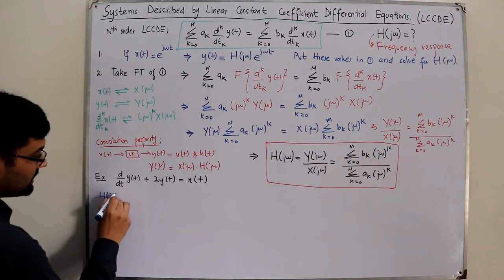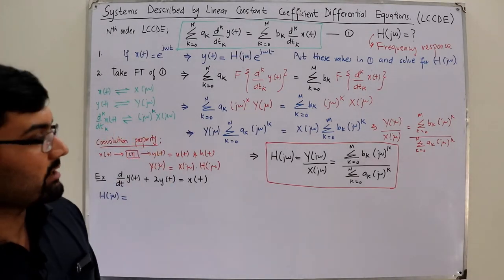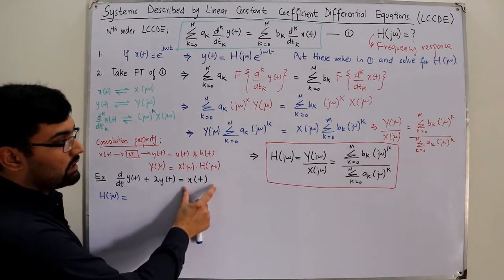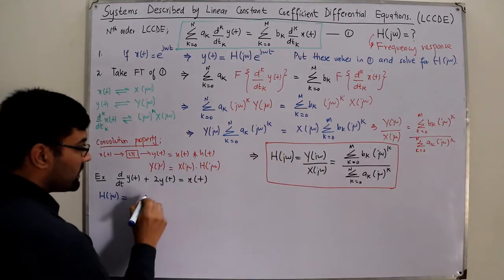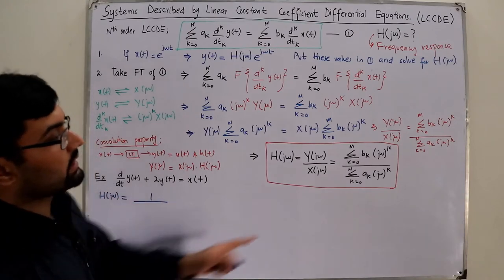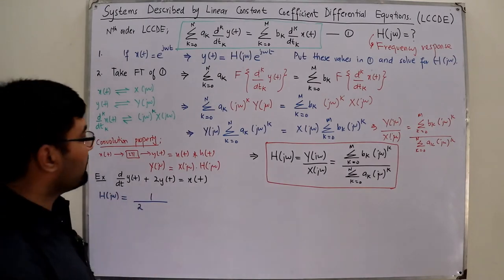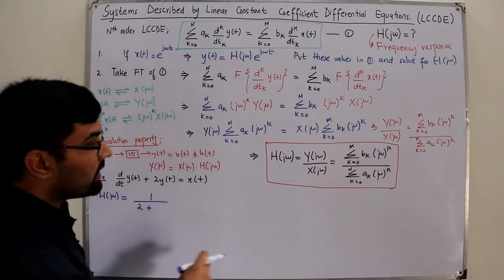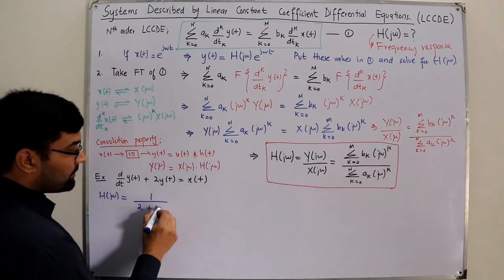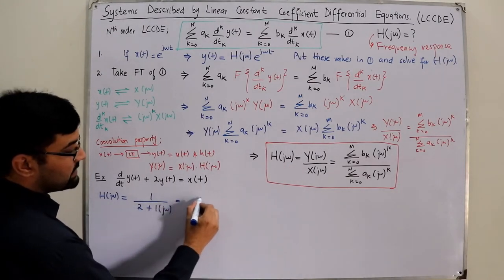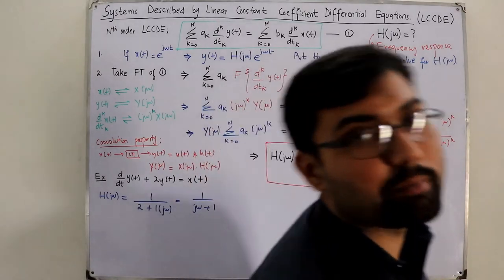So if I write h of j omega, this is equal to, have a look, first k equal to 0. K equal to 0 means no derivative. So no derivative term is this one. So for k equal to 0, bk is 1. J omega to the power 0 is 1. So only 1 over here divided by k equal to 0. Over here you have this term, ak is 2, right? And then plus, k equal to 1 means the first derivative over here, ak for the first derivative is 1, j omega to the power 1 is 1. So which means that you have the Fourier transform equal to j omega plus 2. That is it. That is how simply you can tell.